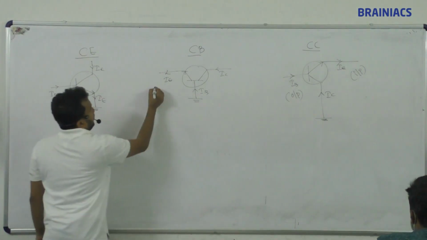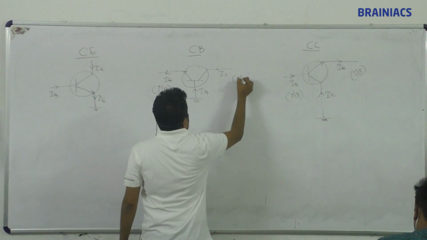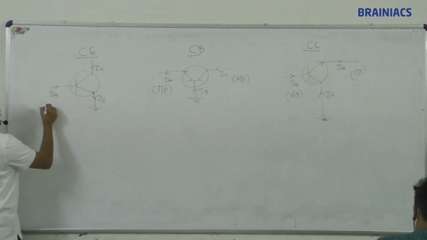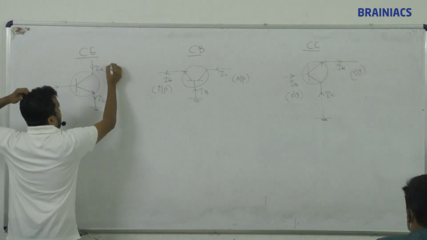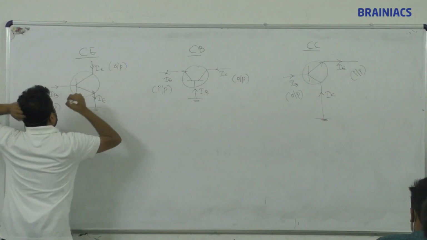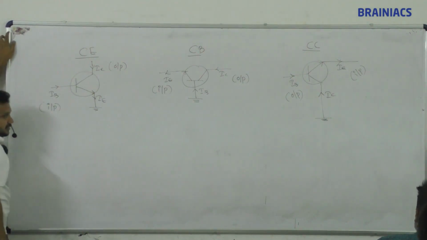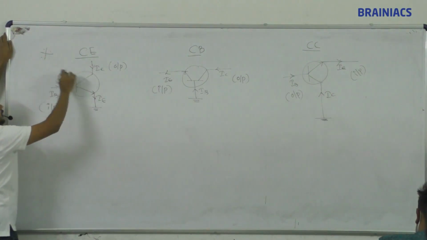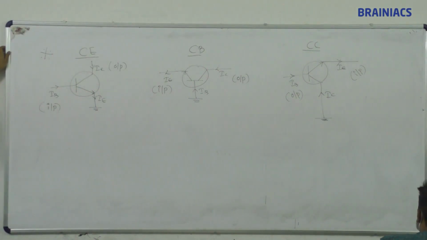Okay, so here this is the input and here this is the output. Common emitter is the most important. Input, and here this is the output. This is the most important, the other two have less chance of being asked.